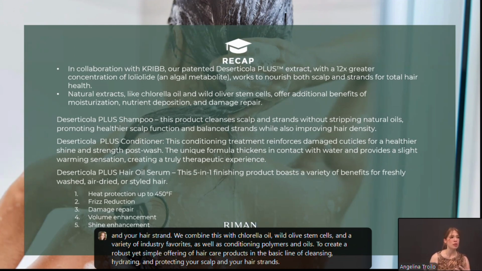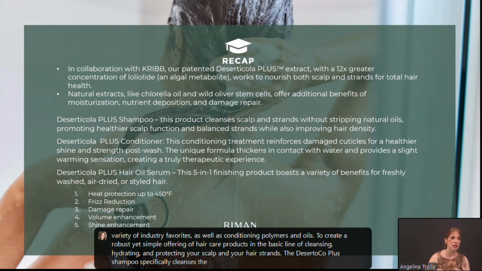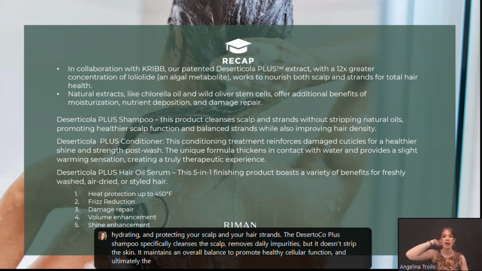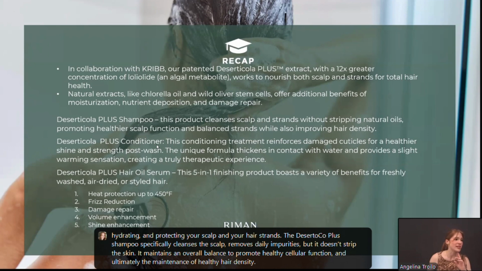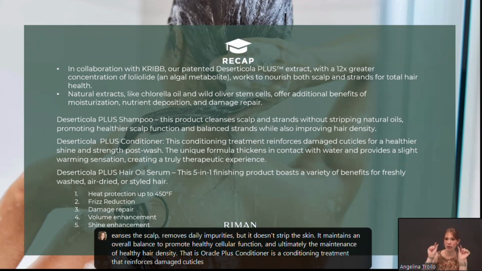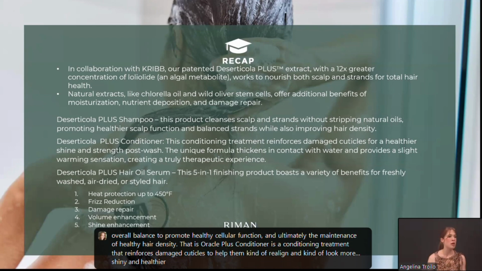The Deserticola Plus shampoo specifically cleanses the scalp, removes daily impurities, but it doesn't strip the skin. It maintains an overall balance to promote healthy cellular function and ultimately the maintenance of healthy hair density. The Deserticola Plus conditioner is a conditioning treatment that reinforces damaged cuticles to help them realign and look more shiny and healthier post-wash, but it also helps to nourish the scalp if you are applying it directly to the scalp.